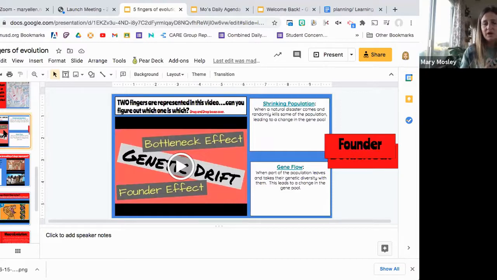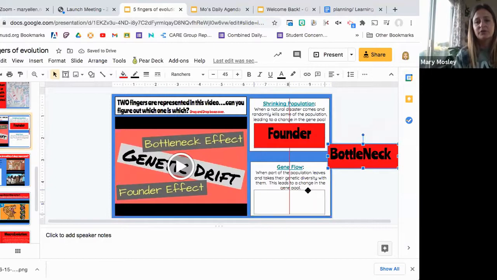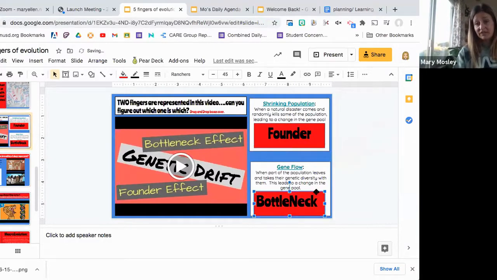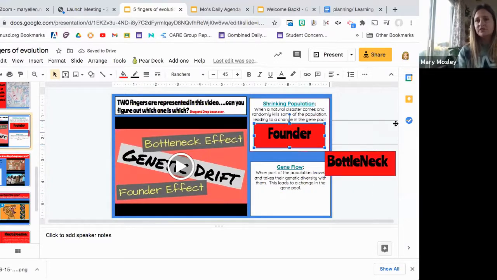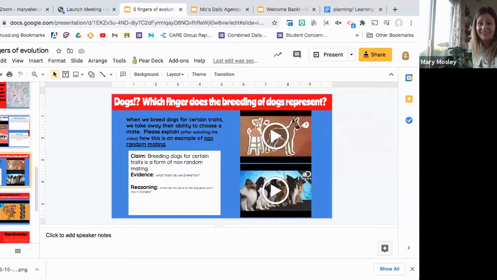This first one is all about shrinking populations and gene flow, which was 2 of the 5 fingers, but it's in one video. This is a drag and drop where they had to watch the video, figure out which one goes with which, and drag and drop over. As far as checking and grading, this was such a fast, quick check. They either got this or didn't, and then I'd be like, okay, moving on. The second one is about dogs and non-random mating, so we're looking at another finger.